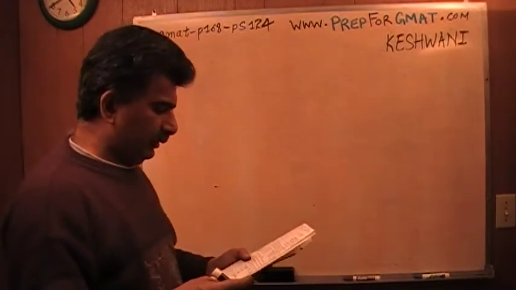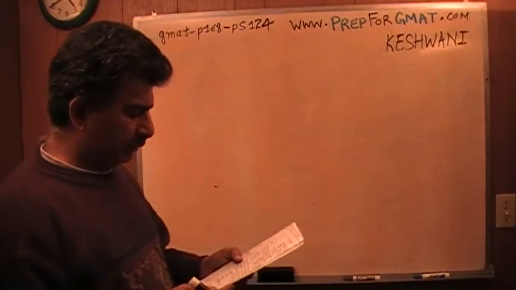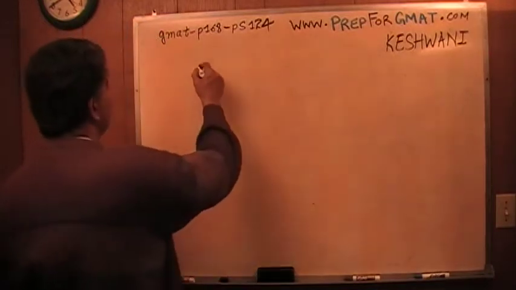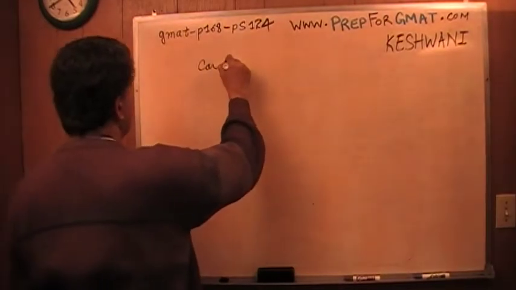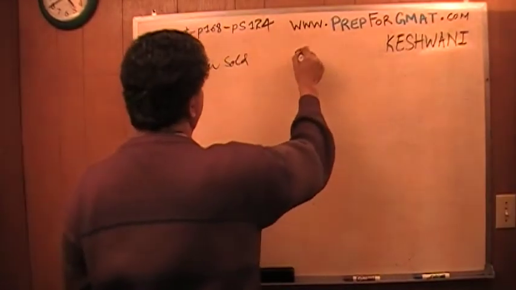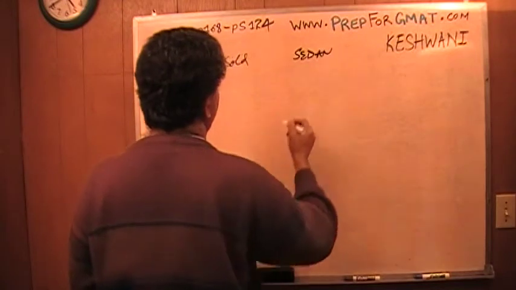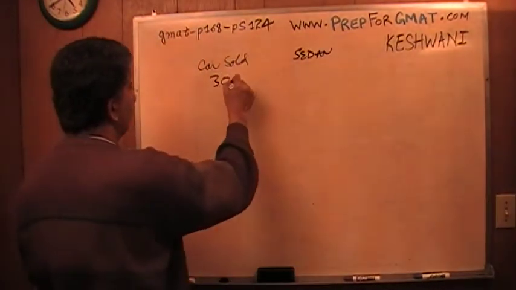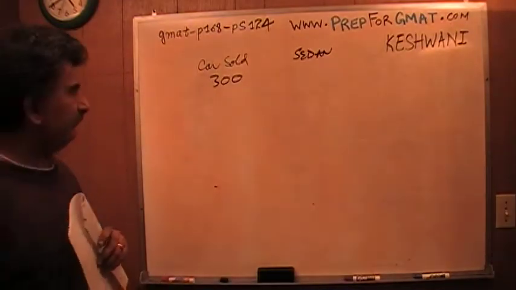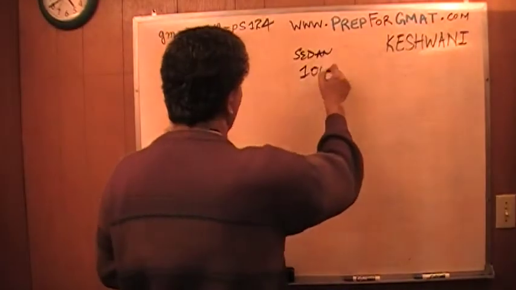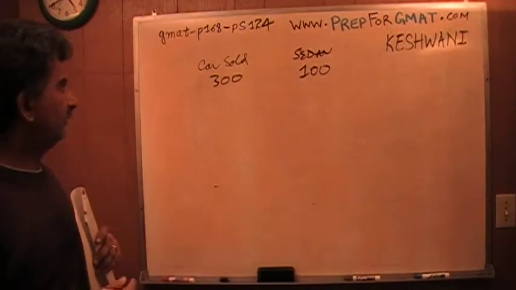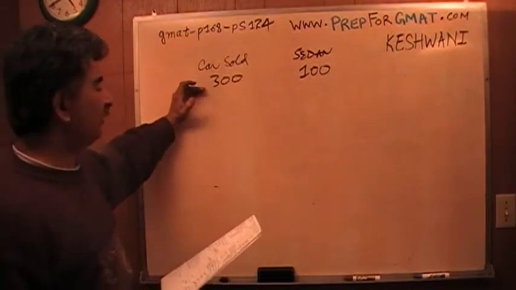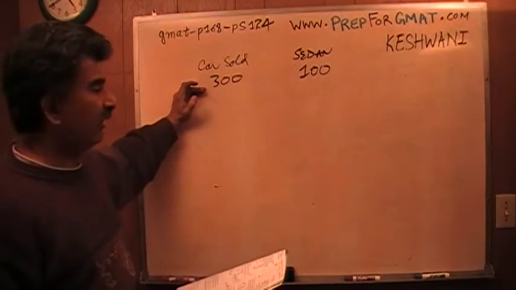It says, according to the car dealer's sales report, 1/3 of the cars sold were sedans. So, here is the cars sold, and here is the sedans. Since he's telling me that 1/3 of them were sedans, I'm going to plug in something that goes nicely into 3. So therefore, 300 cars were sold and 100 were sedans. There you go. Where did I come up with 300 and 100? I just plugged in a value. I just plugged in 300 for the number of cars sold.